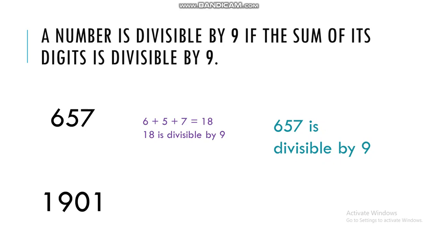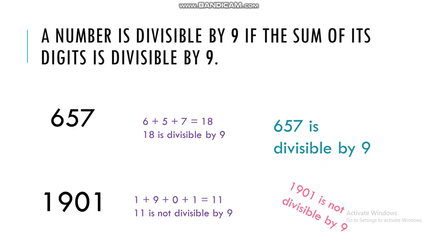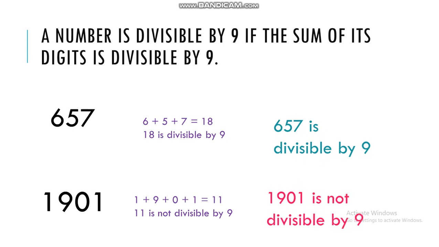How about 1901? Is this number divisible by 9? Let us add the digits. 1 plus 9 plus 0 plus 1 is equal to 11. 11 is not divisible by 9. It's not within the multiplication table of 9. This means that 1901 is not divisible by 9.